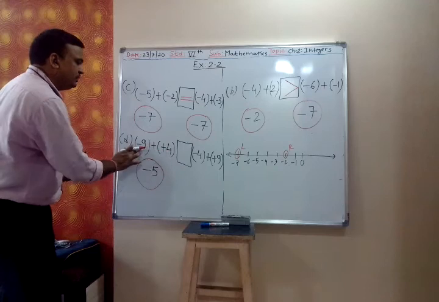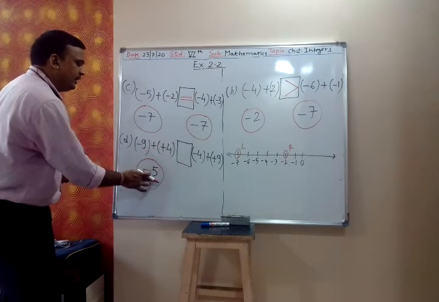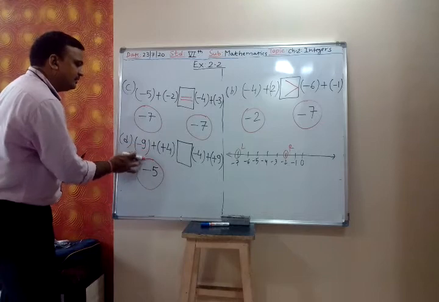Minus plus, opposite sign, subtract 9 minus 4, 5. Take the sign of the bigger number. 9 is minus, so minus 5.